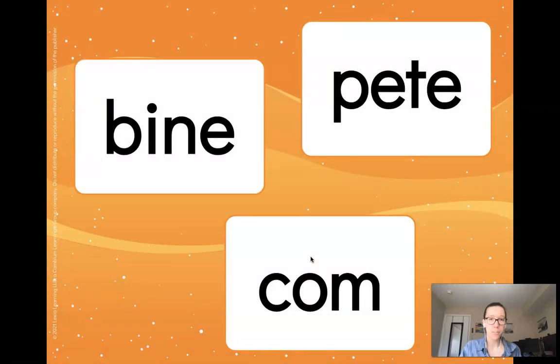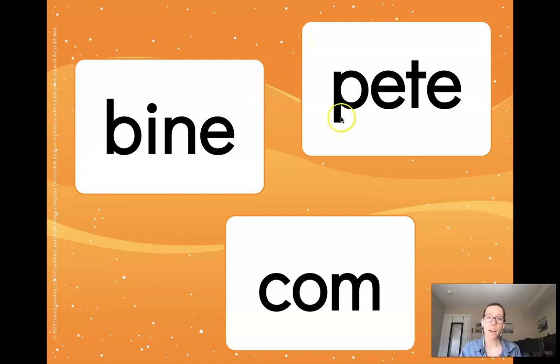Let's look at these words. First up, we have B-I-N-E. I know this word doesn't say bin because it has a silent E. That means our vowel is going to be long and strong. So our syllable here is B-I-N. Bine. Good. That's not really a word by itself, but we are going to see it as a syllable as we put these words together.